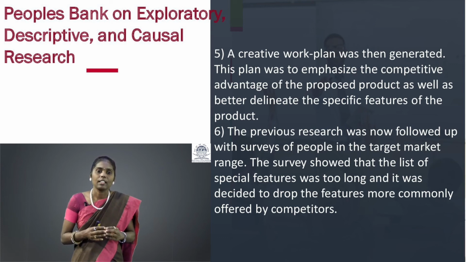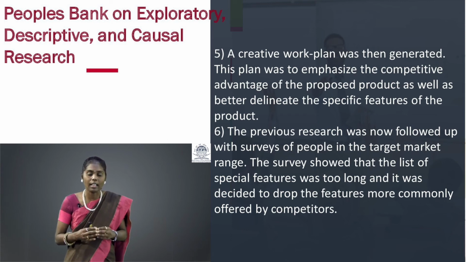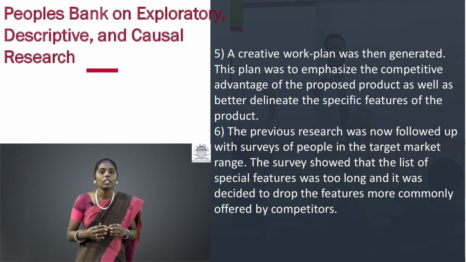Right. So the 6th step is the previous research was now followed up with the surveys of people in the target market range. The survey showed that the list of special features was too long and it was decided to drop the features more commonly offered by competitors. So through this brainstorming session, they were able to identify what new features can be added to their existing products so that the demand for the products can be increased. But further research with the survey, they were able to identify that there were some features which were common with their competitors' products, which has to be dropped, in order to make their product unique.